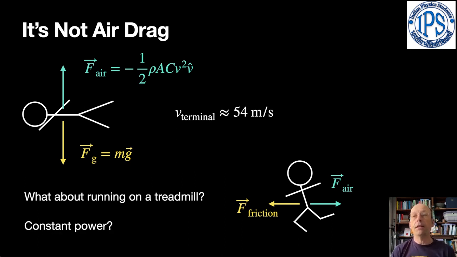Another thing that people come up with is power. They say, well, a human outputs a constant power, and so at that point, the drag and the power are balanced.